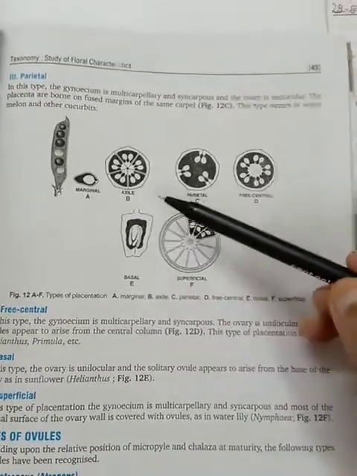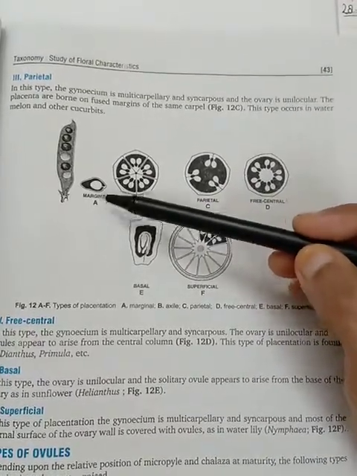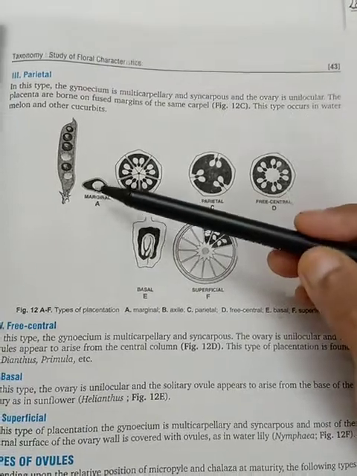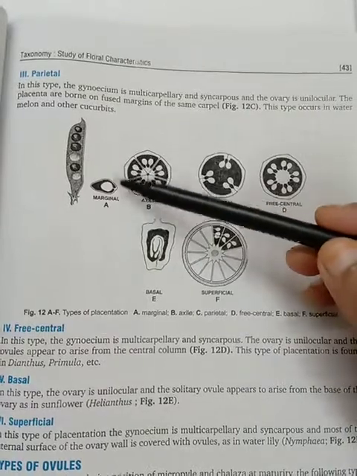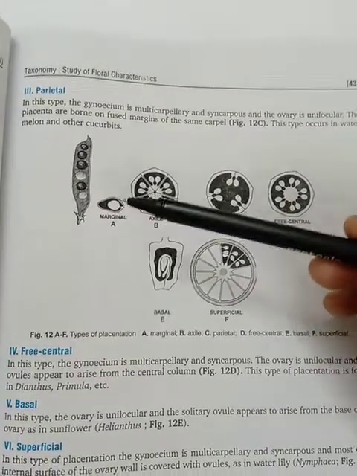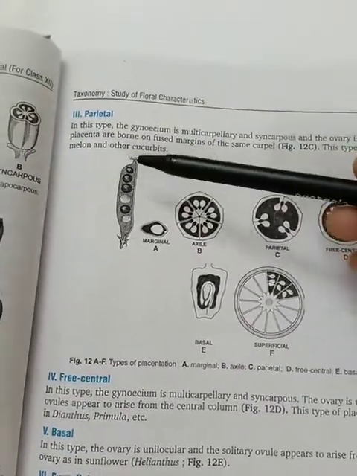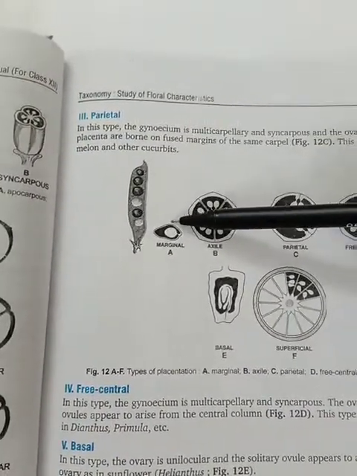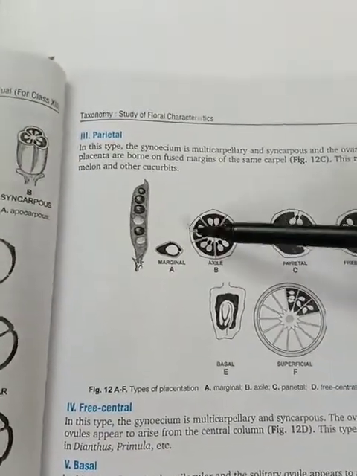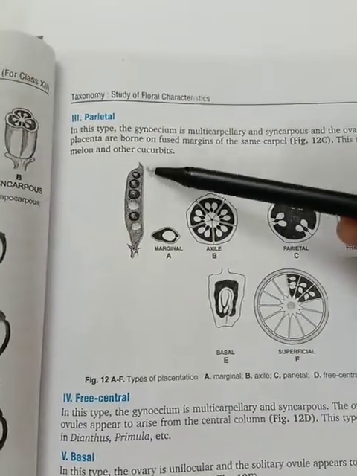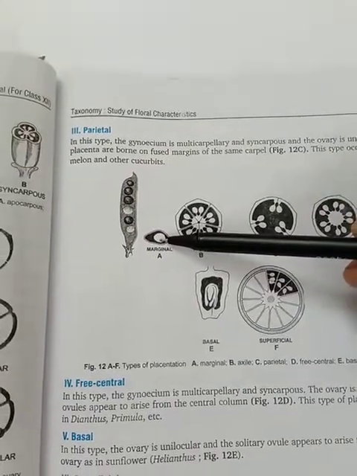Look at the arrangement, children. They are all varying. Here you can see the first one, which we call marginal. In this, the placenta are borne on the fused margins of the same carpel. Ovules are present along the ventral suture, and this condition is seen in legumes. In other words, the gynoecium is unilocular. In the TS, you can see there is 1 locule, and the placenta is borne on the fused margin of the same carpel. That is a pea, a legume or a pod, a perfect example.